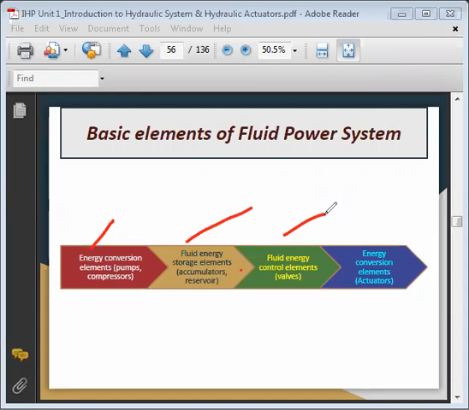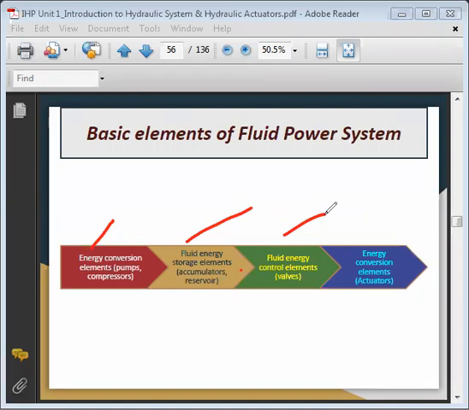Then the very important element is another energy conversion element, the actuator. See, what is the pump doing? It is converting mechanical energy into hydraulic energy, fluid energy. But the actuator's function is opposite to that of your pump. The actuator is the element which converts hydraulic energy into mechanical energy to perform useful work. I will once again repeat.